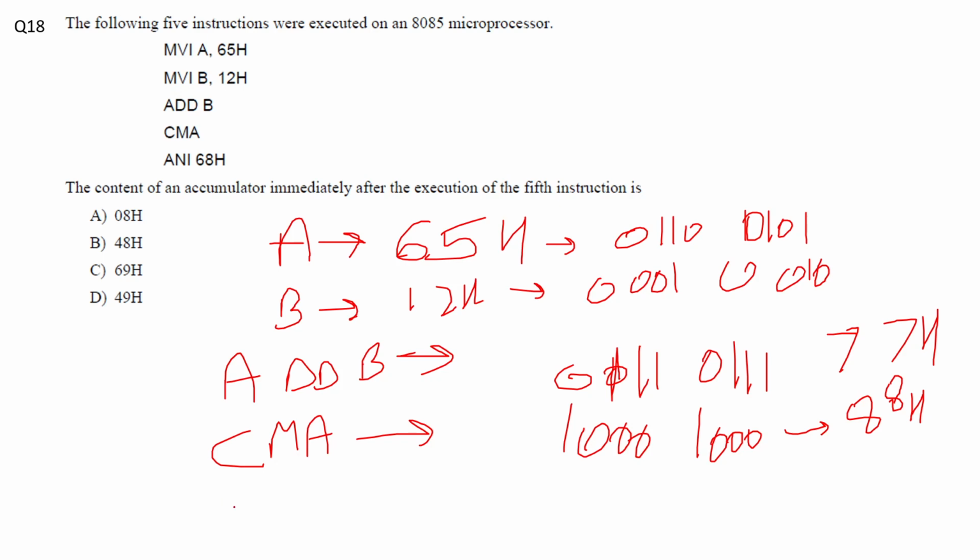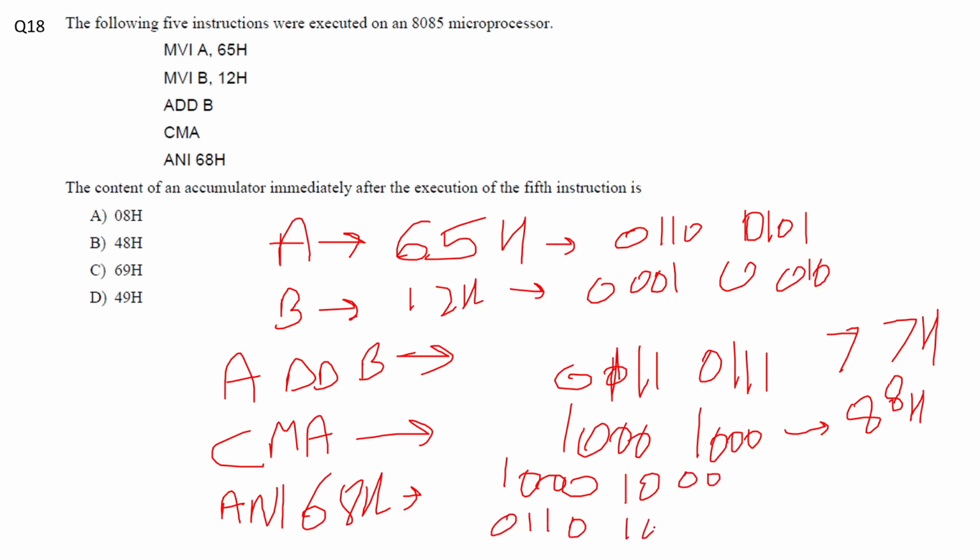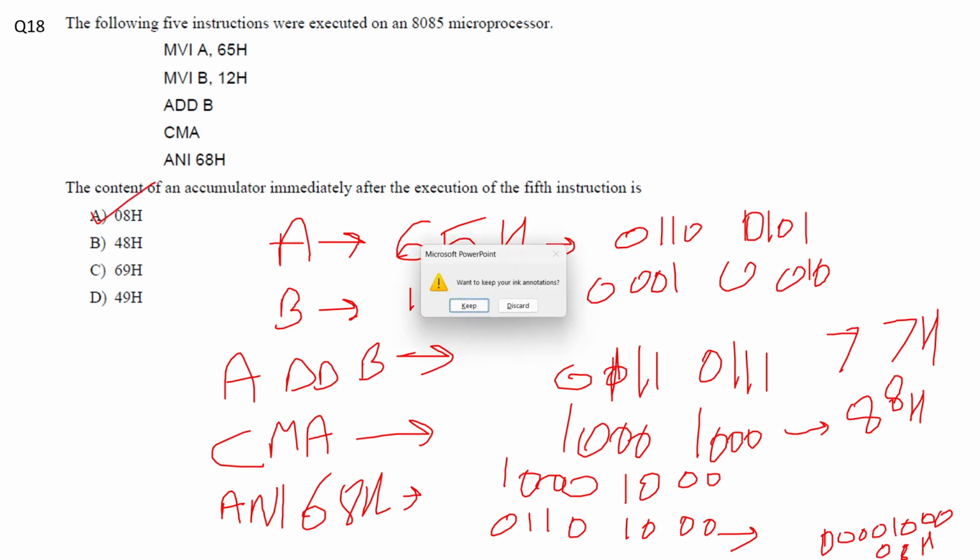Then I have this instruction ANI 68 hex. ANI is just the mnemonic for AND immediate. So the contents of the accumulator get ANDed with this 68 hex. So 1000 1000 with 0110 1000. The AND operation result will be 0000 1000. So it is 08 hex. So option A is the correct answer.